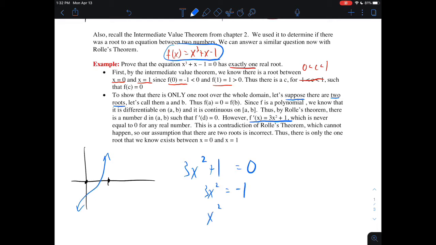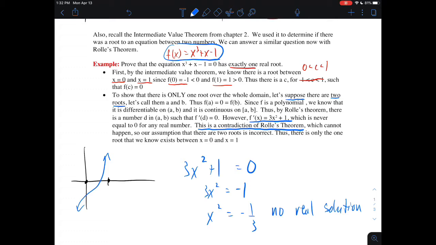But this would mean that x squared is equal to negative 1/3, which has no solution, meaning no real solution. And we're trying to think of this graphed on the real coordinate plane. So that becomes a contradiction of Rolle's theorem, the fact that we can't solve that. And we can't contradict a theorem that is true. So the assumption that we made that there are two roots is actually incorrect.